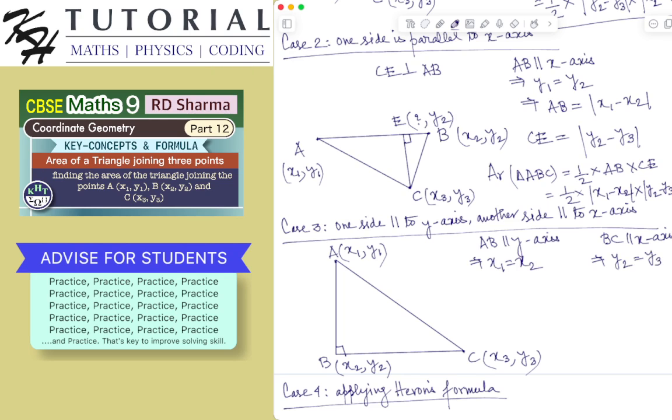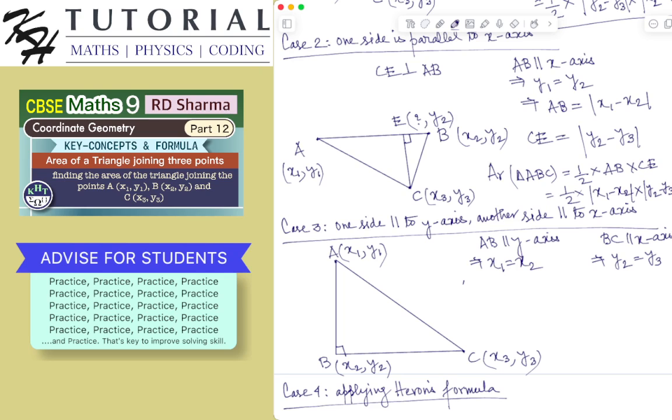So if from the given coordinates of the 3 points, we see that 2 points have the same abscissa and another 2 points have the same ordinate, then the triangle formed will be a right angle triangle. So now, what will be the area of the triangle? It will be half into AB into BC.